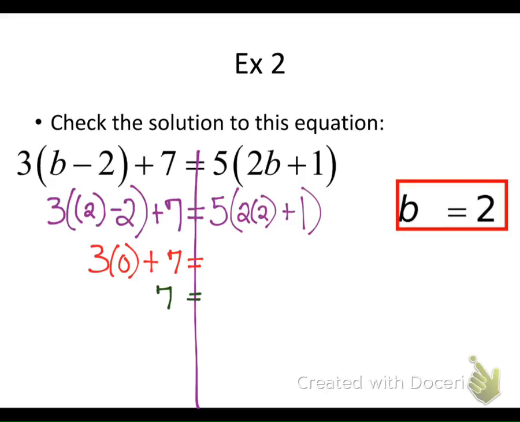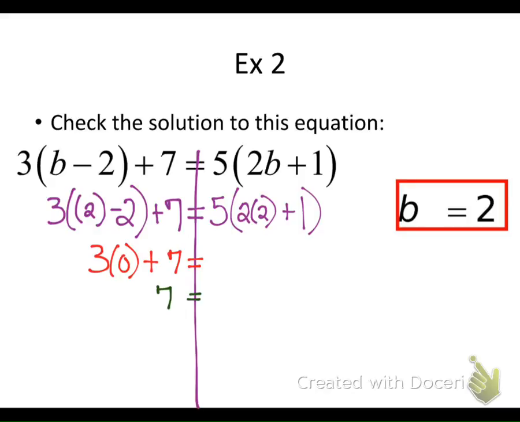Now I'm going to simplify my right side. So I'm going to go back up and work on my right side now. Again, order of operations. Do I have a set of parentheses up there? Yes. So I'm going to work in there first. Now I have 2 operations in here. I have multiplication and addition. Which do I do first?